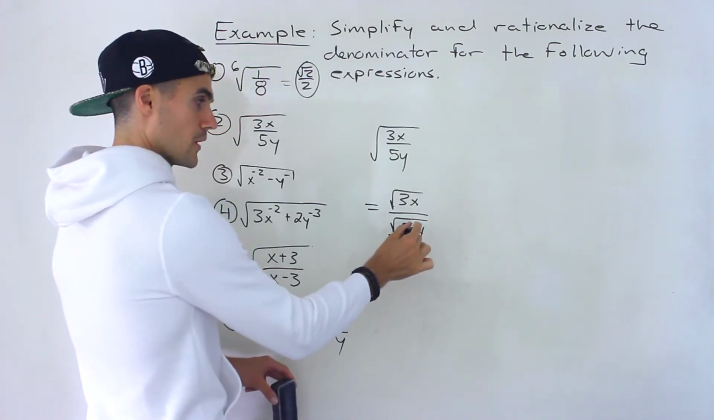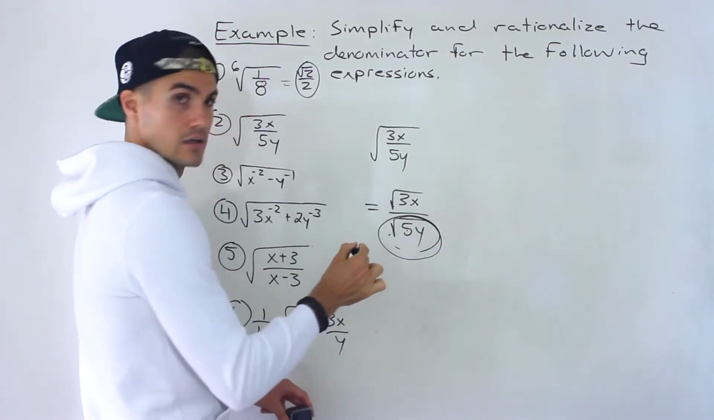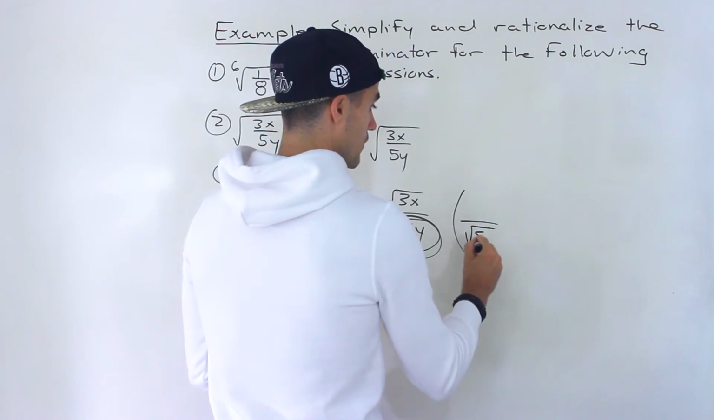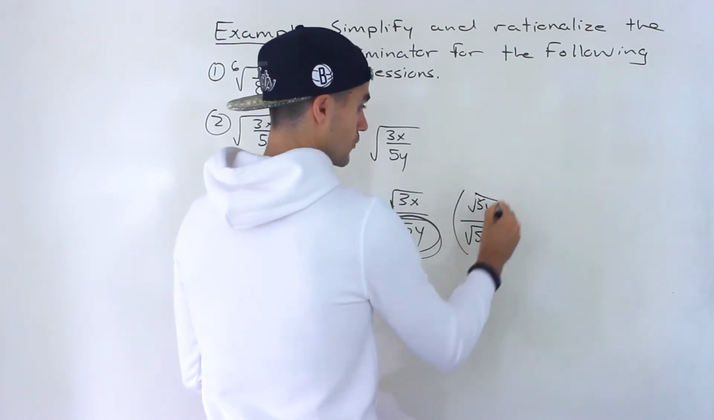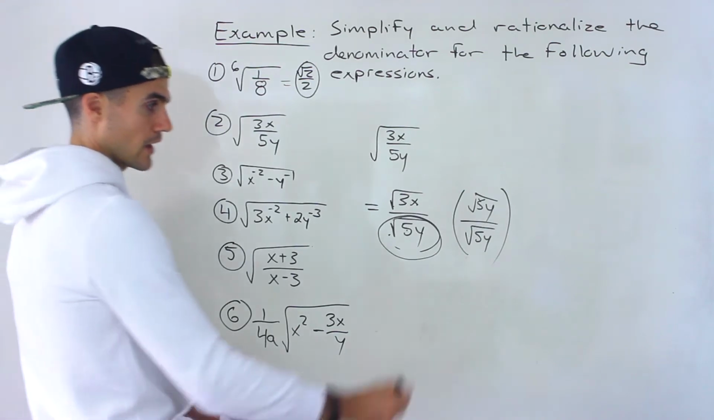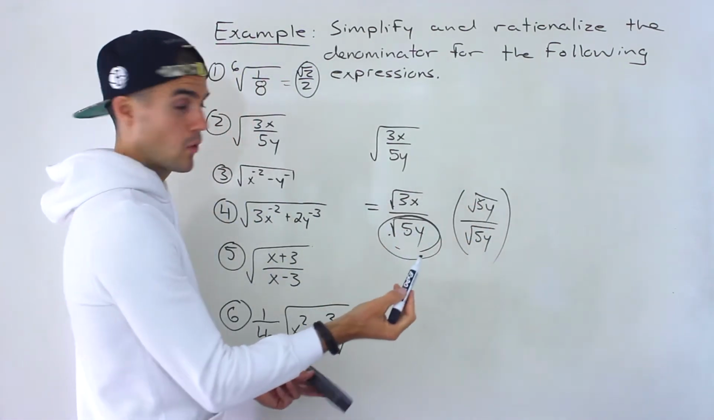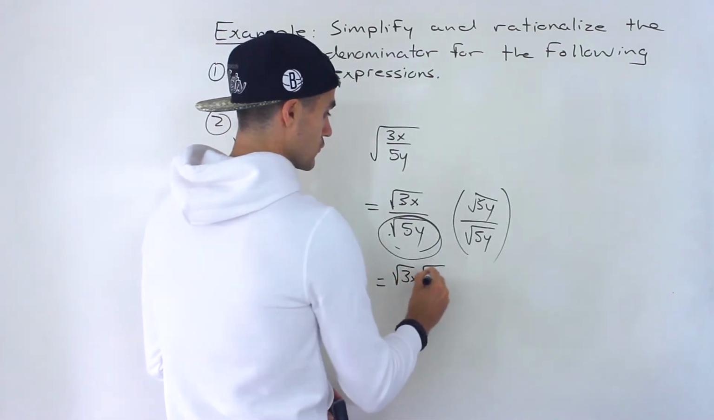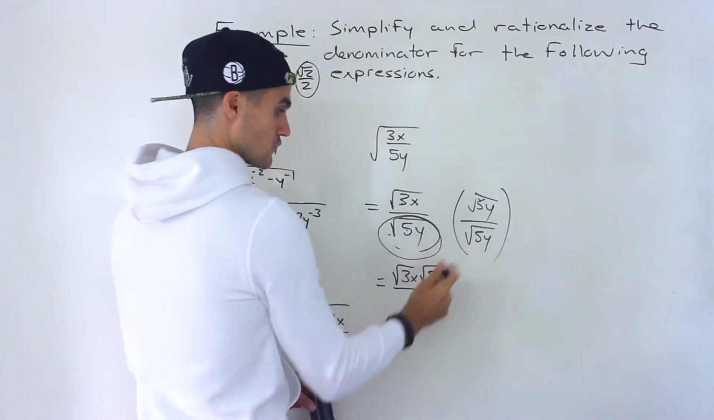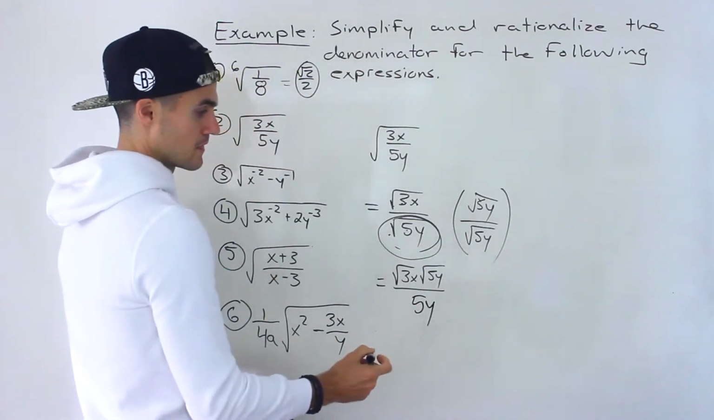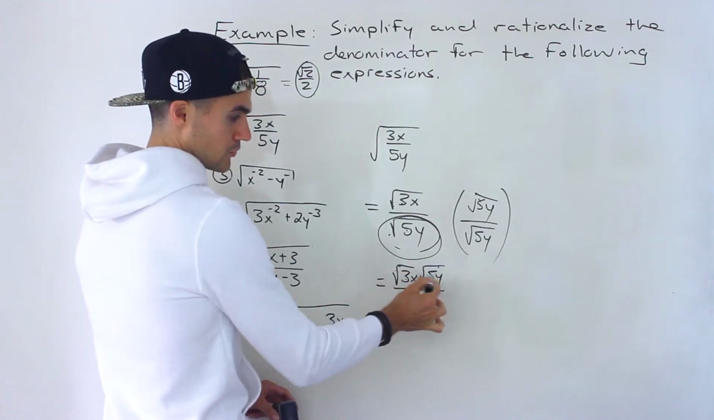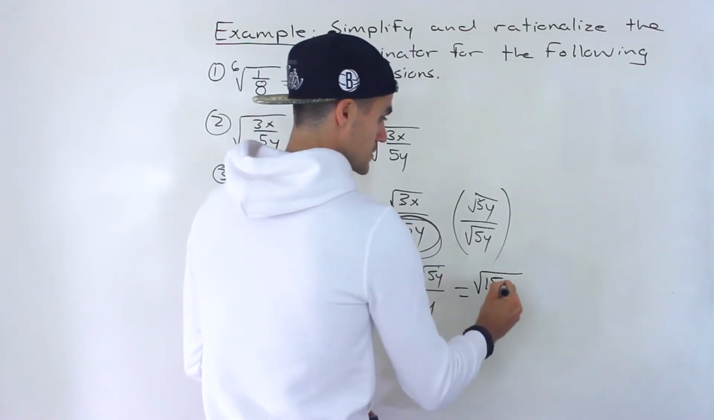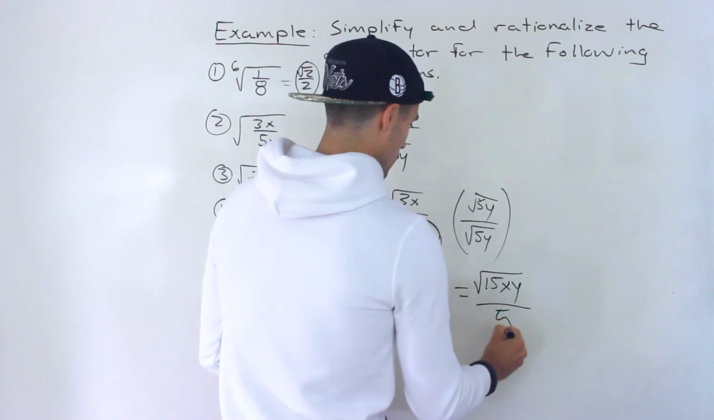What we want to do is get rid of this radical in the denominator. So we multiply this whole thing by root 5y over root 5y, like that. Again, it's like we're taking this and multiplying it by 1. We end up with root 3x times root 5y over root 5y times root 5y, which just gives us 5y. Because these are the same roots, we can multiply these expressions. So 3 times 5 gives us 15, and x times y gives us xy, all over 5y.